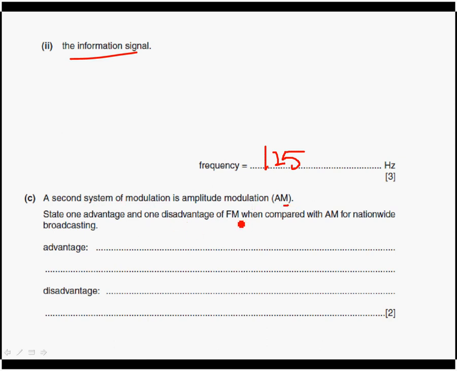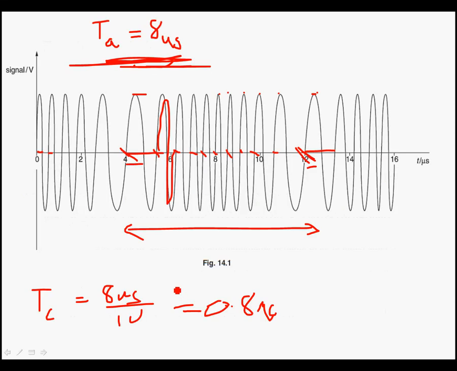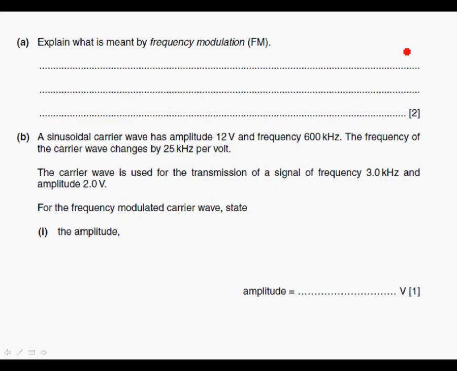Now a second system of modulation is AM. One advantage and one disadvantage of FM and AM. The advantage of FM is good quality of audio, and the disadvantage would be the circuit is complex, and you have less number of broadcasting stations, or you can also say that it's more expensive because you need repeater amplifiers, right?